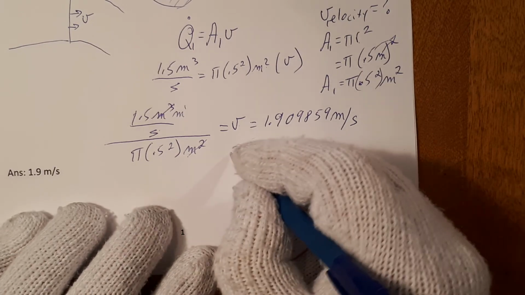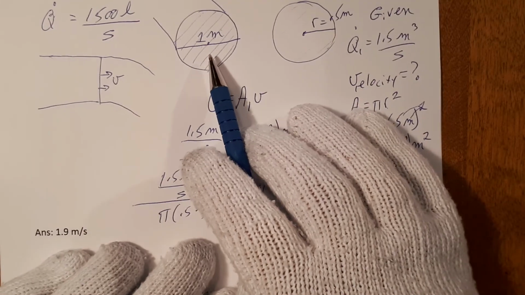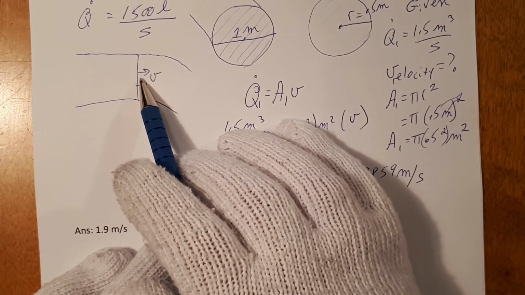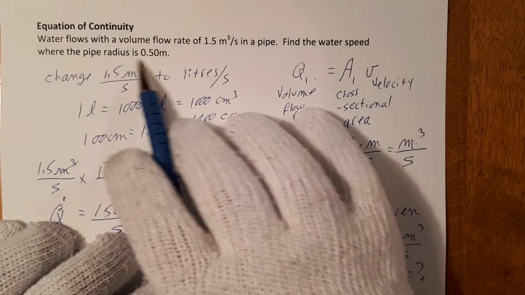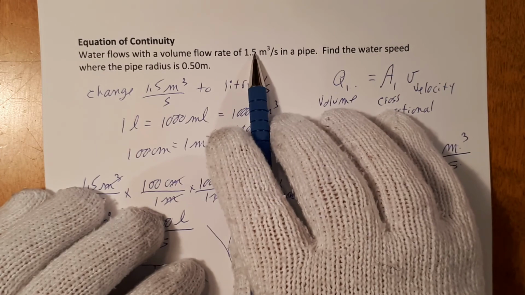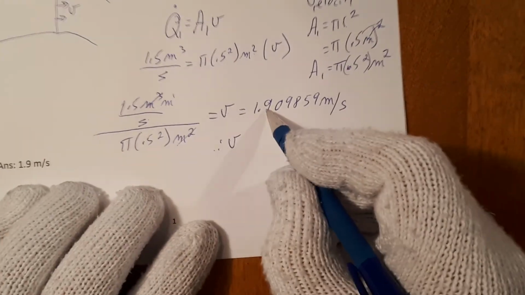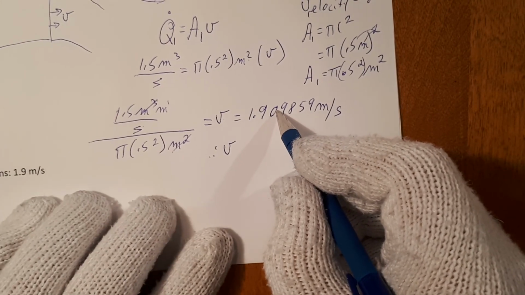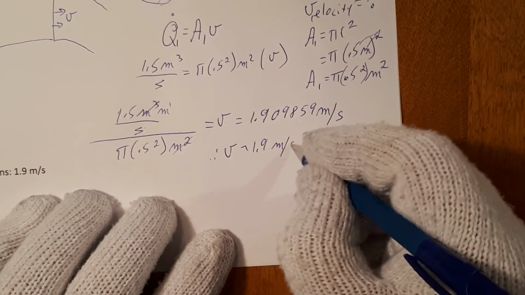Therefore, the velocity of, in this case it's water, the velocity of the water leaving the pipe at this point. Find the water speed where the pipe radius is 0.5. And we're going to reduce this to two significant figures. To 1.9. Look at that third one. It's a 0, so we're going to leave it at 1.9. It's approximately 1.9 meters per second.